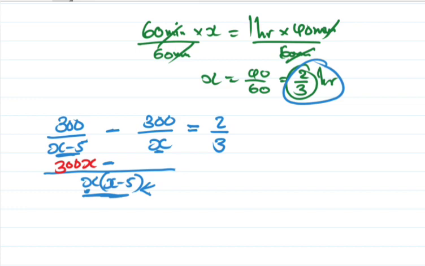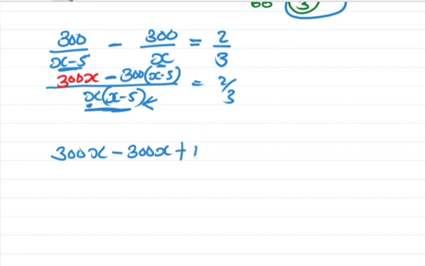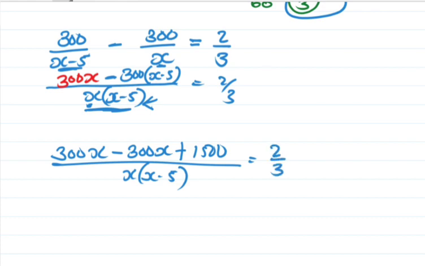This thing which is in the bracket. So we're going to just write that one, 300 multiplied by x minus 5, then here is equal to 2 over 3. Let's now remove the bracket. We have 300 x minus 300 times x, that's 300 x. Then negative 300 multiplied by negative 5, as I get, it's a positive 1500. So here we're going to divide it by x, then x minus 5 is equal to 2 over 3.